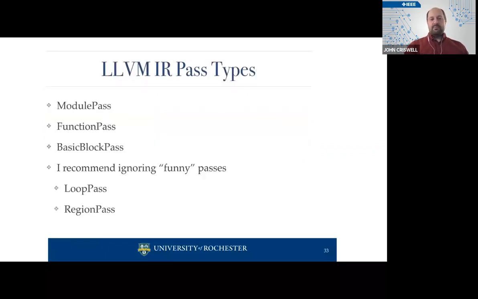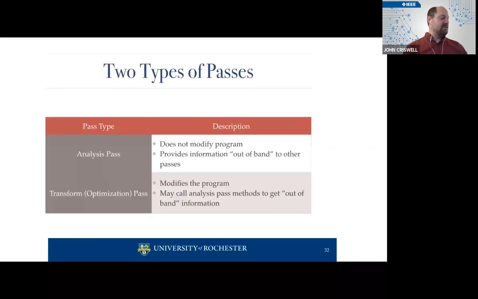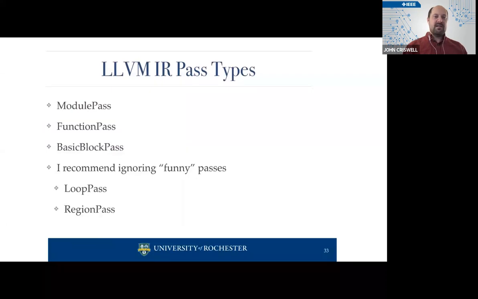Now, in terms of source code, analysis passes and transformation passes look exactly the same, right? The only difference is that an analysis pass will not modify the program at all. A transformation pass may optionally modify the program. Again, transformation passes are called optimization passes in the LLVM literature. You have different types of passes. You have the module pass, you have the function pass, and the basic block pass, right?